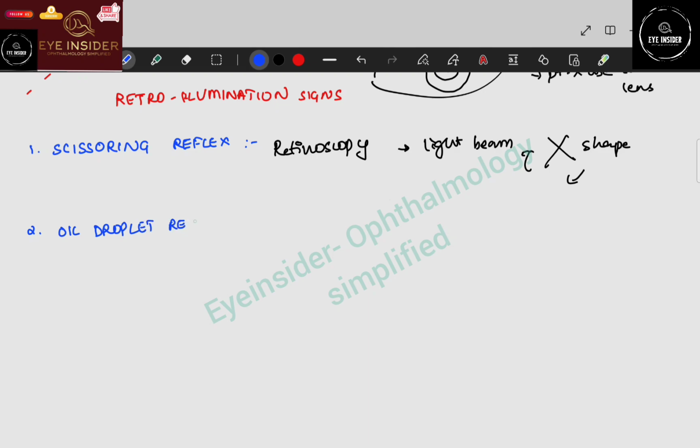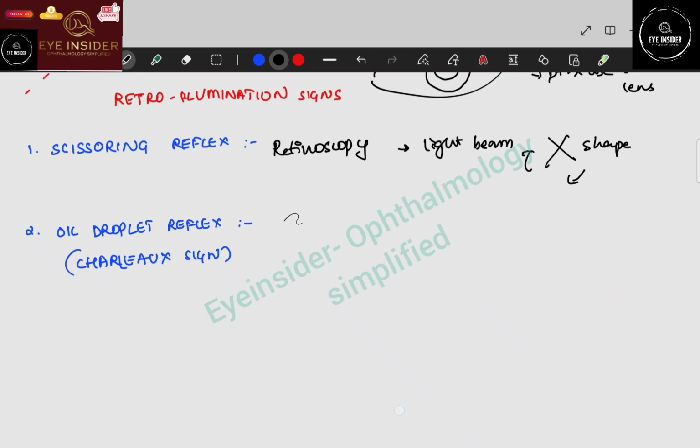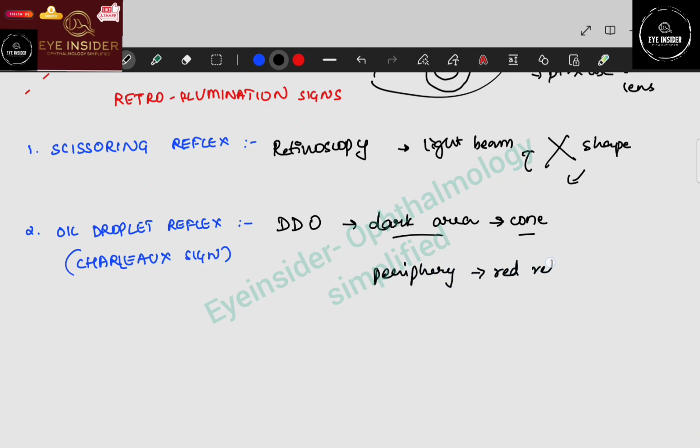Then coming to the second sign, that is the oil droplet reflex. It is seen on Placido's disc examination. And the Charleux sign is also the same, but it is seen on distant direct ophthalmoscopy. That is, the cone appears as a dark area in the eye, whereas the periphery shows a red reflex. This is because the cone, because of its configuration, appears a dark shade. Okay, so this was regarding the signs of keratoconus.